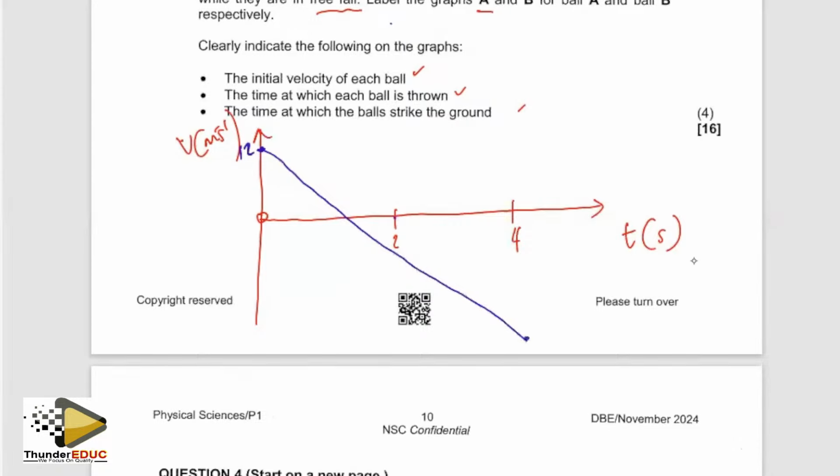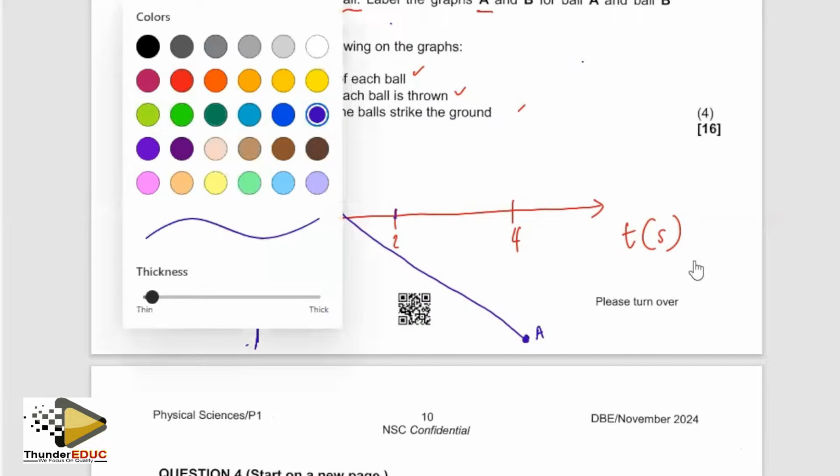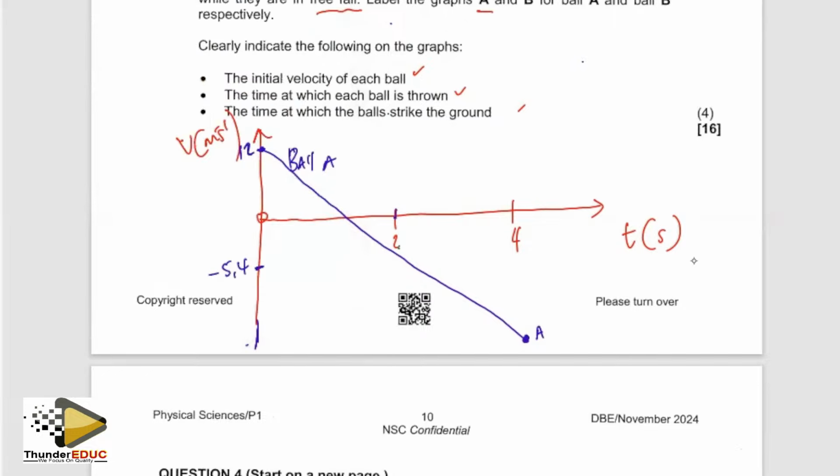And then it moves up until the 4 seconds. I don't know what velocity it will be here. So I'm going to call this ball A, or you can just label it as graph A. Then graph B, it's having 5,4 in the negative direction. So I'm going to have a 5,4 somewhere there. But then this 5,4 is going to be projected from 2 seconds. So from this time, the graph will just move up until the 2 meet up.